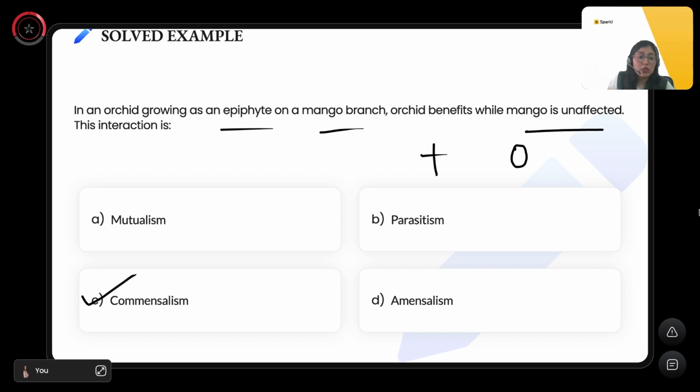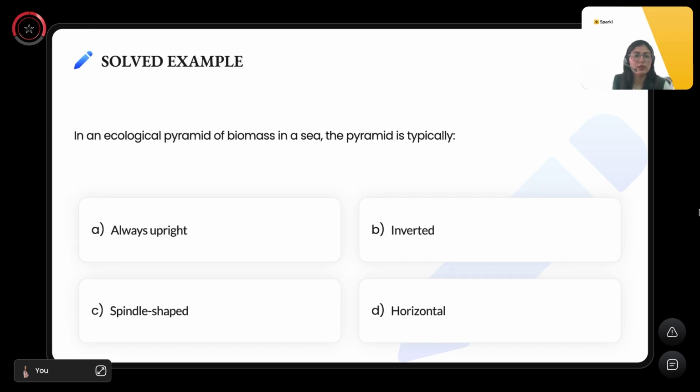If we talk about mutualism, here both the species are benefited. Okay, if you talk about parasitism, it is a plus-minus interaction, and what was amensalism? It is a negative-zero interaction. Negative zero means one organism is being harmed and the other one is neither benefited nor harmed at all. Okay, let us move on to the next question.